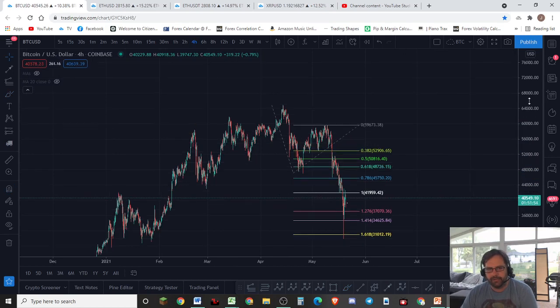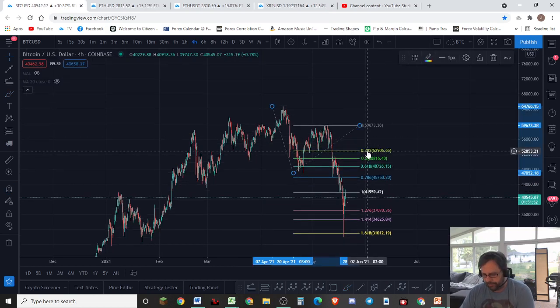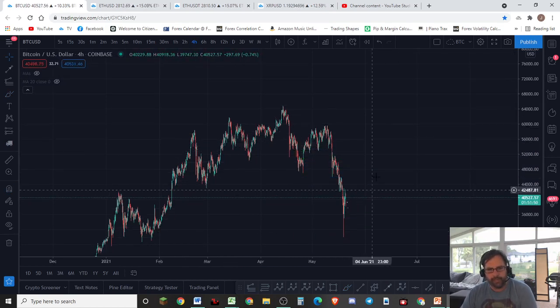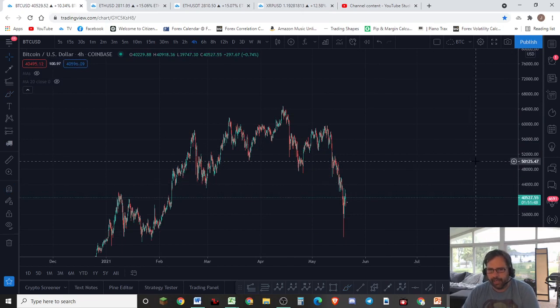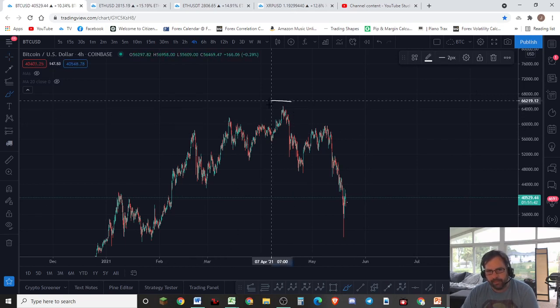Somebody asked me yesterday, is this a Wyckoff accumulation area? And I would say no, actually it's not. This is actually a Wyckoff distribution idea. Basically, this would be the UTAD right there, the ultimate top.